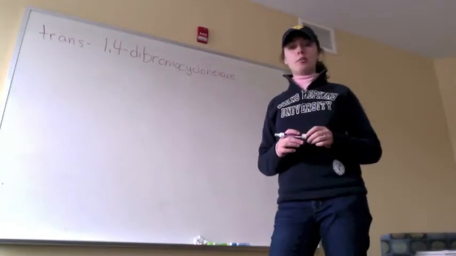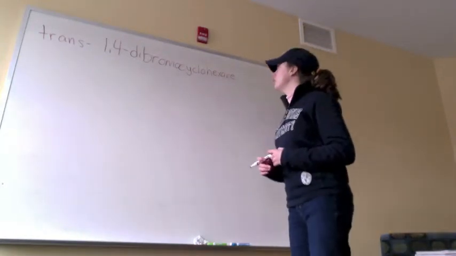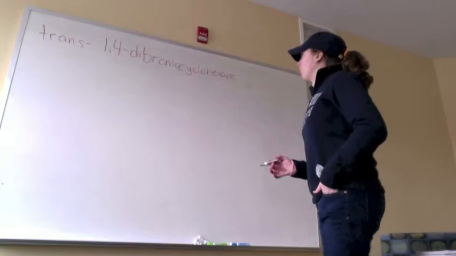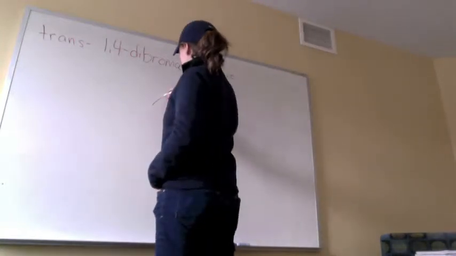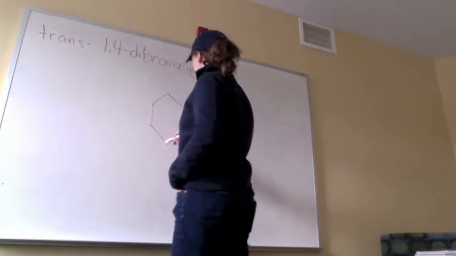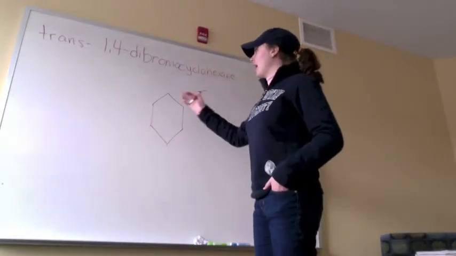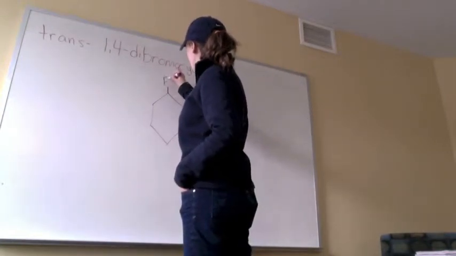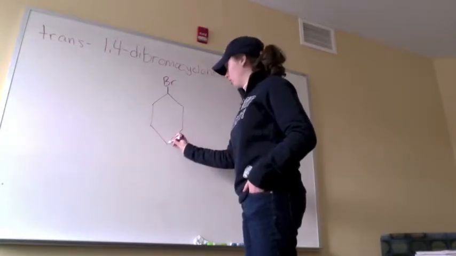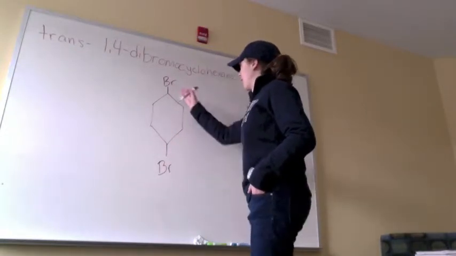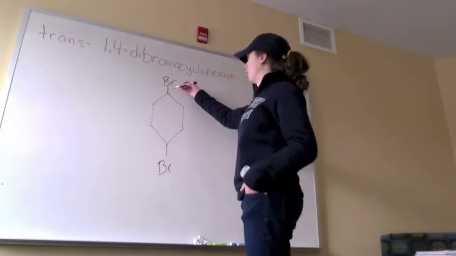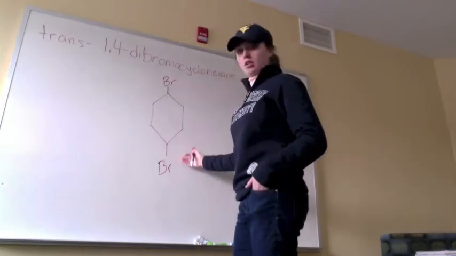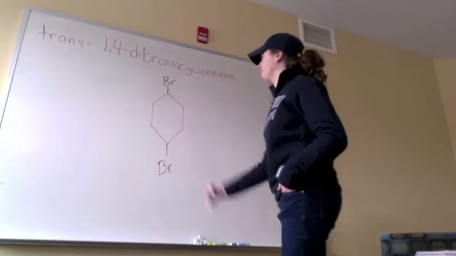What we're going to do is find the most stable version of trans-1,4-dibromocyclohexane. So just looking at the name, we know that we're going to have a cyclohexane with substituents that are bromides at 1 and at 4. It doesn't matter which is 1 and which is 4. 1, 2, 3, 4. So that's 1,4-dibromo, because there are 2 bromides, cyclohexane.